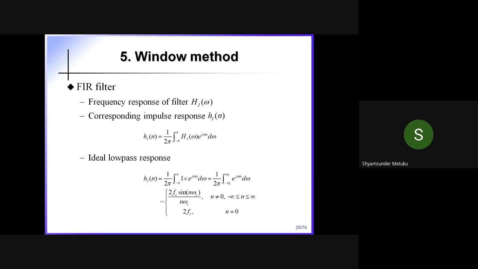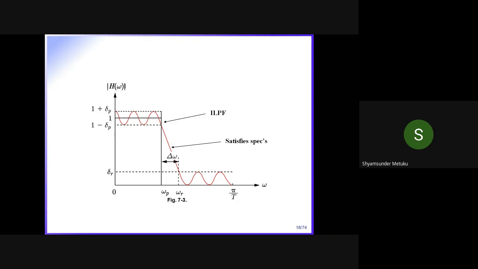The ideal low pass impulse response can be calculated as 1 by 2 pi, minus pi to plus pi, where H_I of omega is replaced by 1 into e power j omega n. If you try to solve the integration, even though it is given minus pi to plus pi, my magnitude is 1 from minus omega p to plus omega p, isn't it? I said in the specification only the positive side is represented, but in all mathematical consideration we should take the negative also. So if omega p is on the right hand side, on the left hand side it is going to be minus omega p, isn't it?